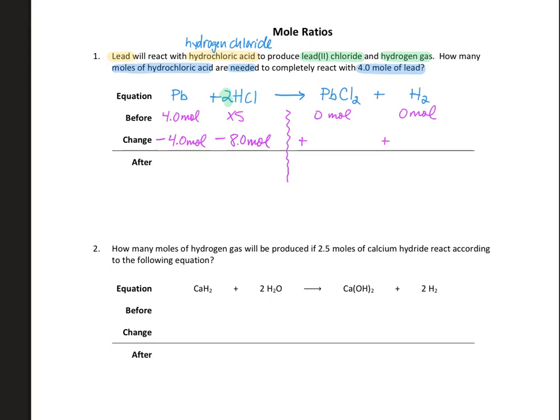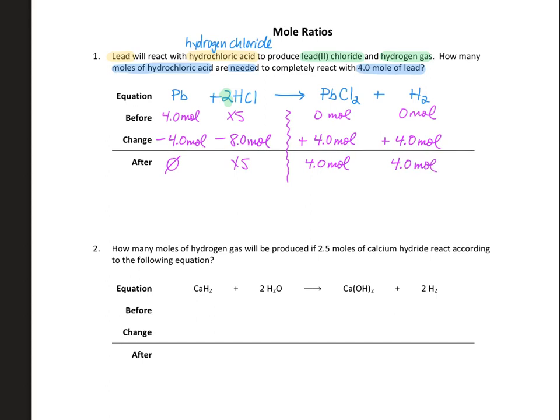Okay. Switching over to our products, both of our products have a coefficient of 1, which is the same as the lead, which tells us we're also going to use 4 moles. This time we're going to create 4 moles. Now all we need to do is evaluate. We're going to wind up with no moles of lead after. Since we don't know how much of the HCl we started with, we're just going to write that as excess. And then we're going to end with 4 moles of both the lead 2 chloride and the hydrogen gas.